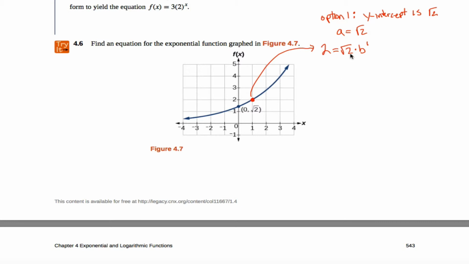Right? This is y equals a times b to the x. But when x equals 1, y equals 2. So I get here, this will be easy. I can solve this thing for b. I could divide both sides of the equation by root 2. I get 2 divided by root 2 is equal to b.